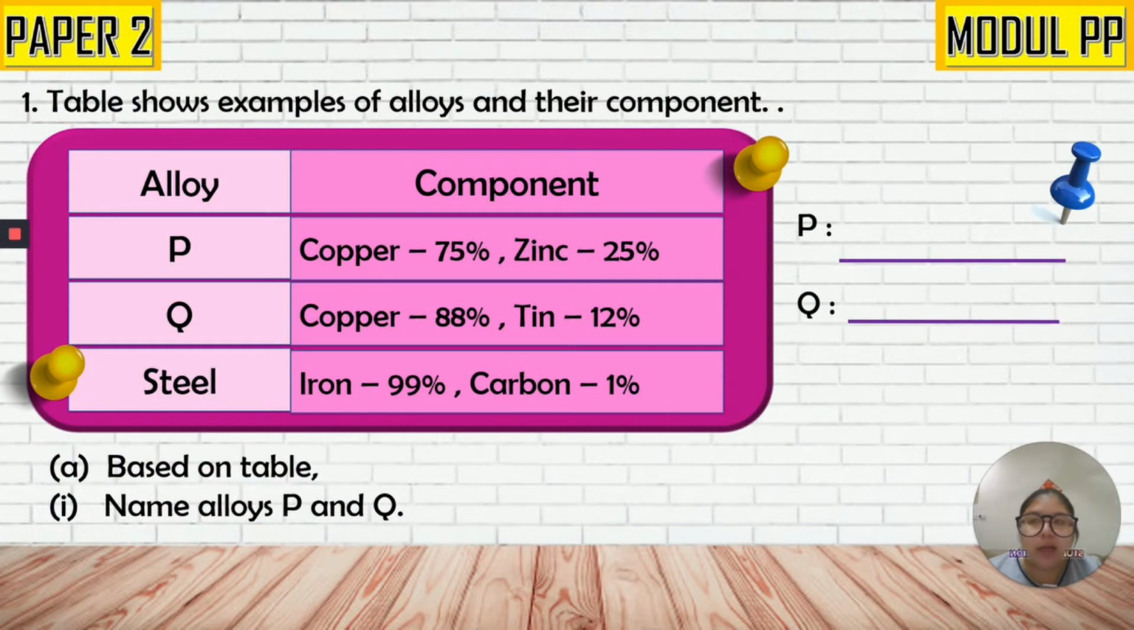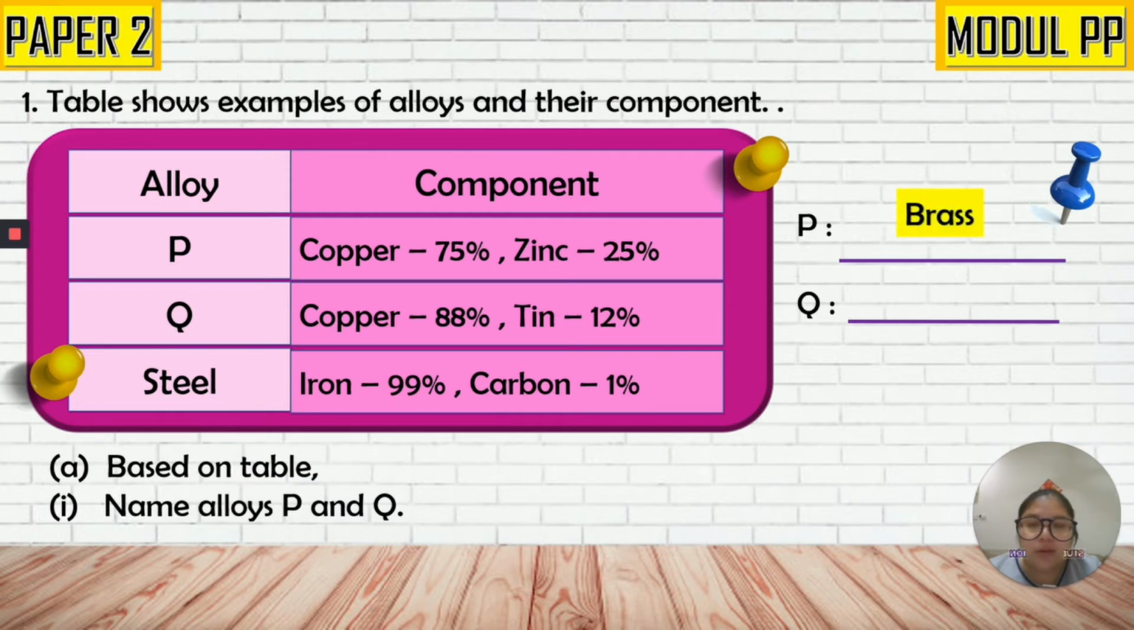Let's see the table 2, Paper 2. The table shows the example for the alloy and their component. They show about P and Q, then after that the steel. So based on the table, can you name the alloy P and also Q? So we check. P is copper 75, zinc is 25. So the most is copper, so this answer should be brass.